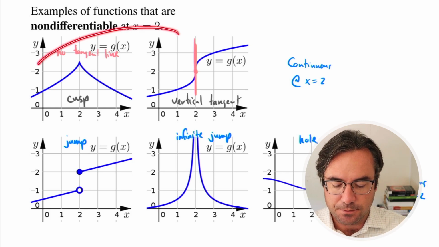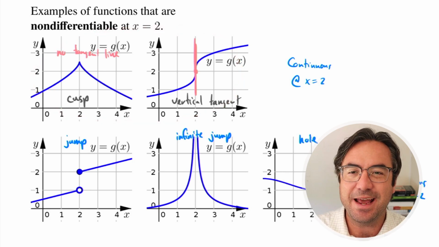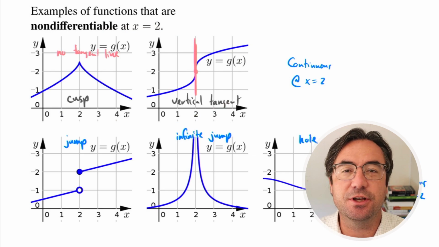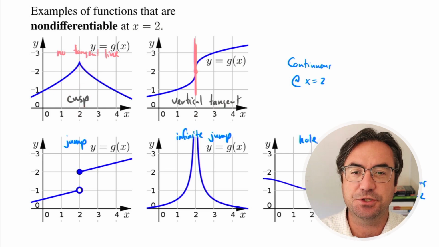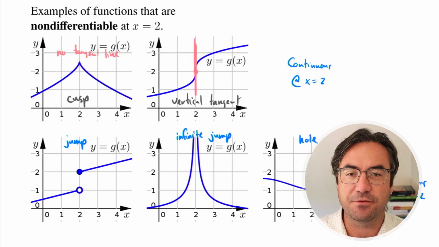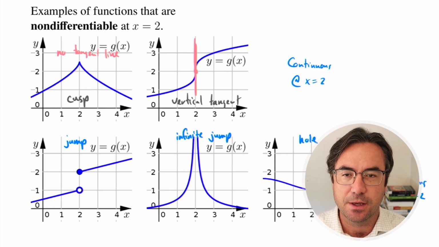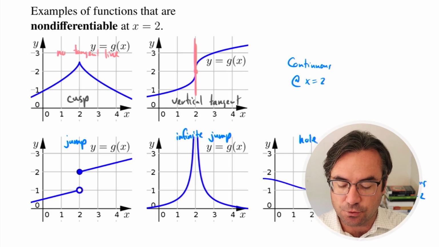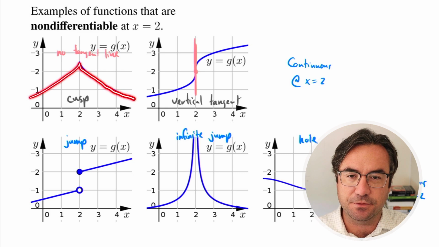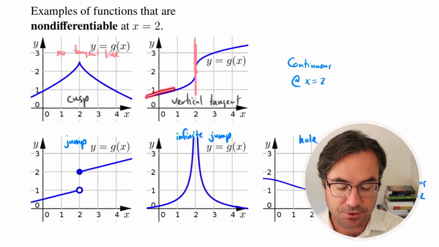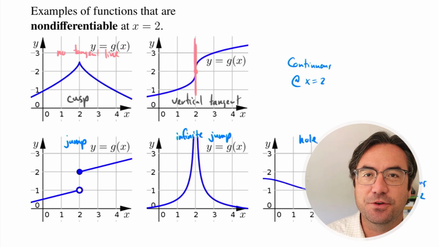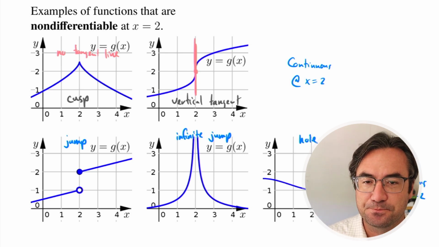There were the functions that had kind of a sharp change in the graph. So there was this example where we have this cusp at x equals 2. Then there's this example where we had a vertical tangent at x equals 2. The thing about those two graphs is we could trace over these curves in one continuous motion without ever taking our pen off the page. We could trace over the curve in one continuous motion.